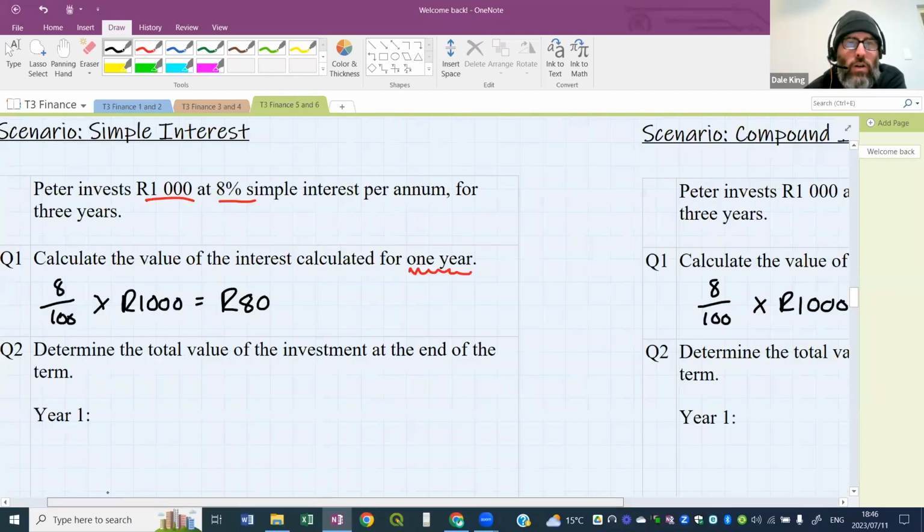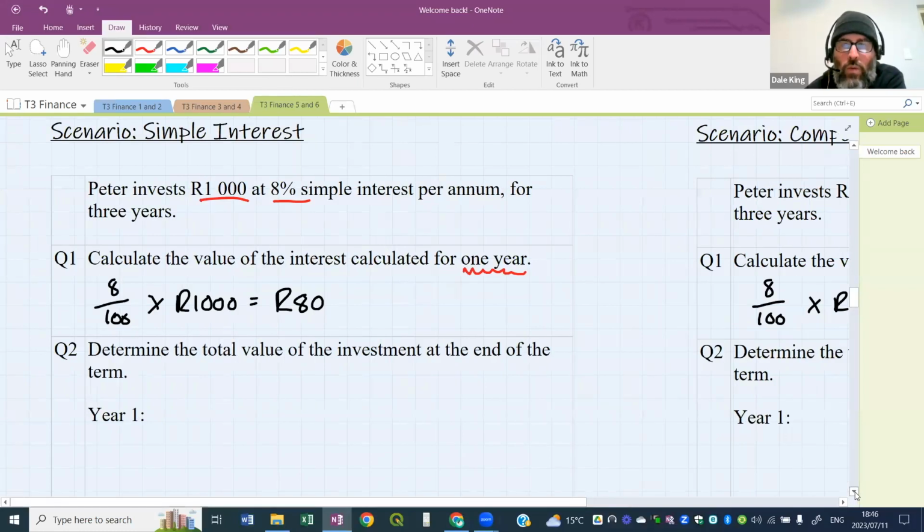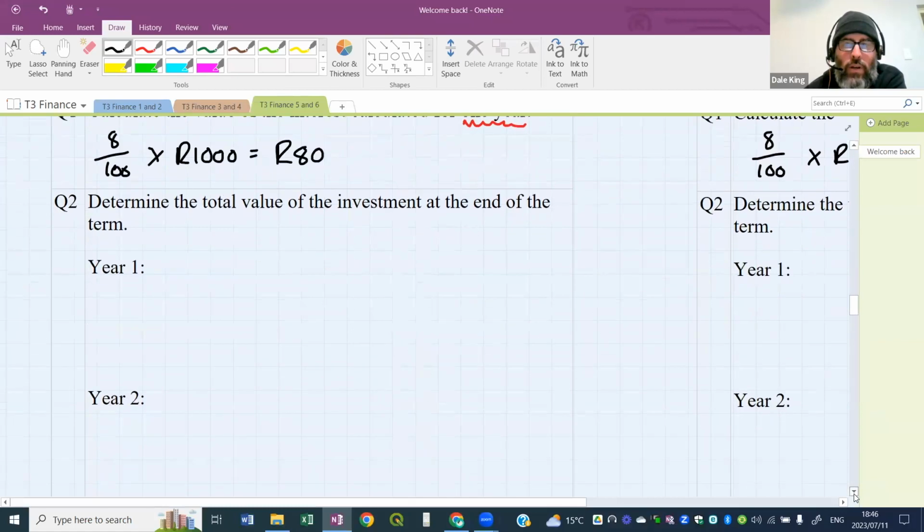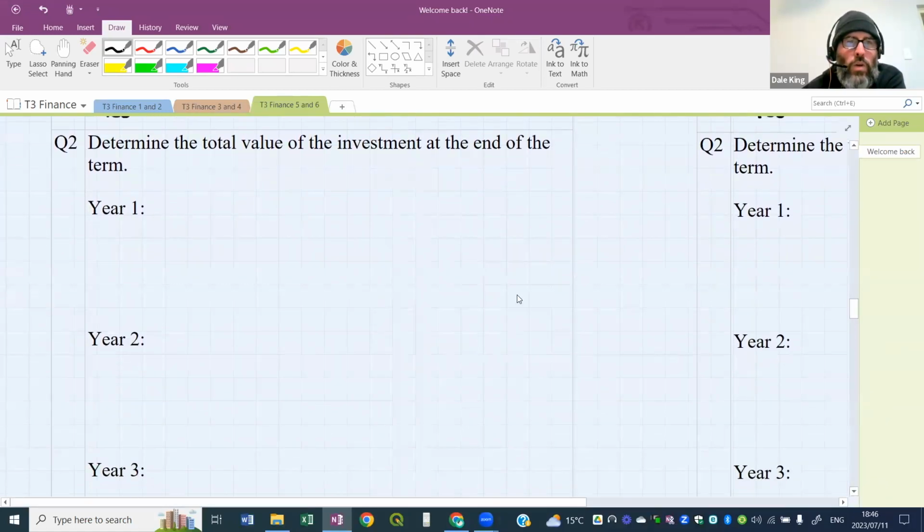Let's go back to scenario 1. Here's question 2 now. This is where the real work comes in. Question 2 says, determine.